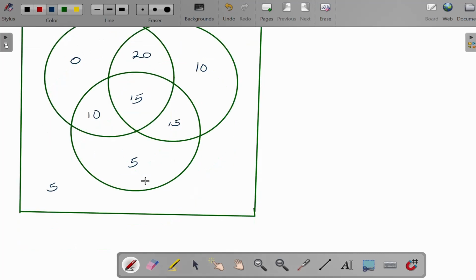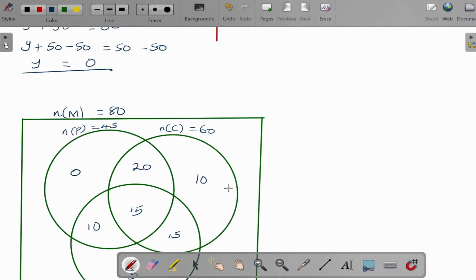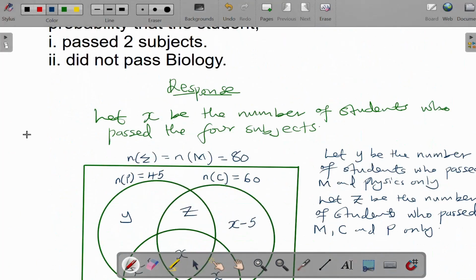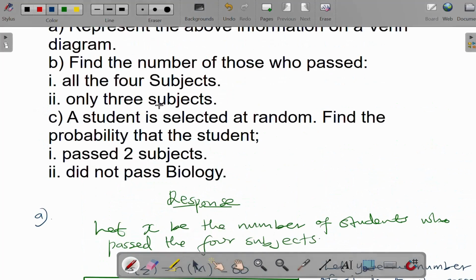Then we have also the set of students who passed biology, and this one we can now get by adding. This is 15 plus 10 plus 15, that is 40, 40 plus this, then this one is also 45. So now we continue answering the questions. We have finished part A. So this is our part A of the question.